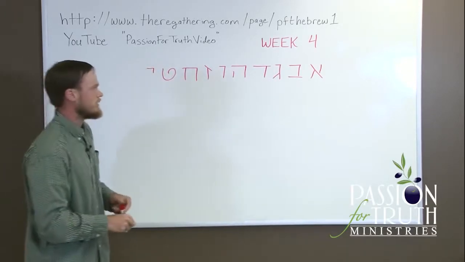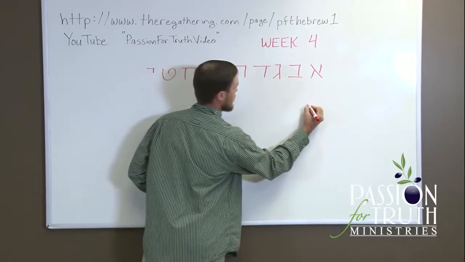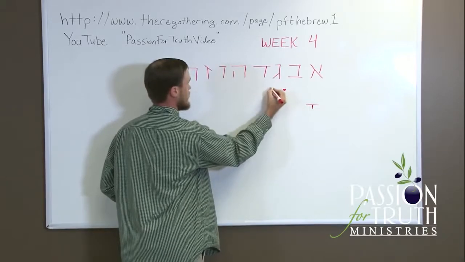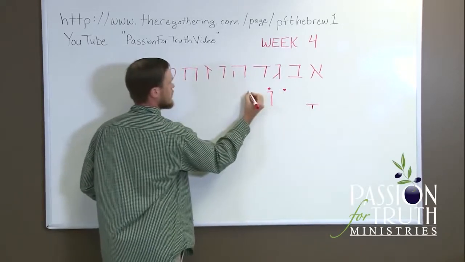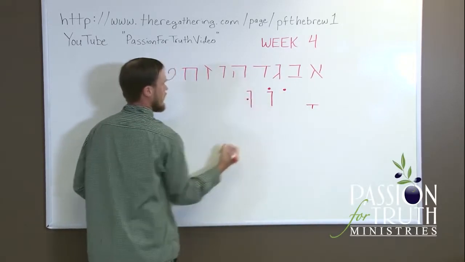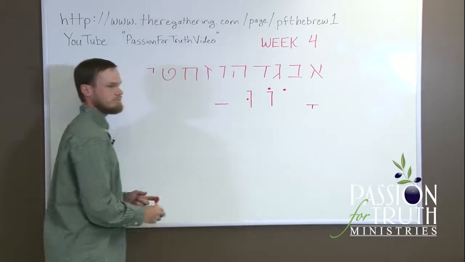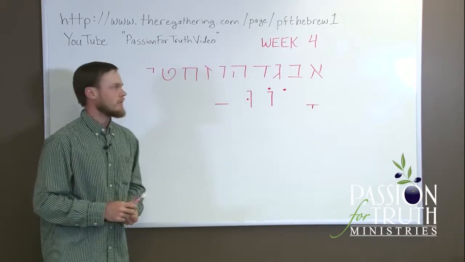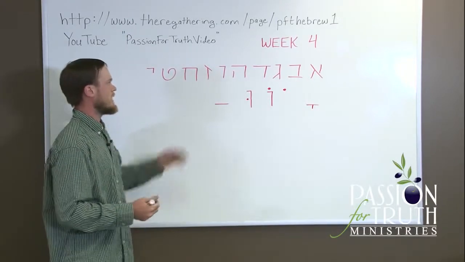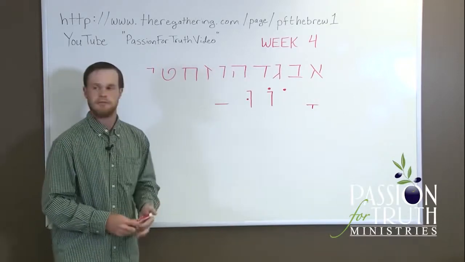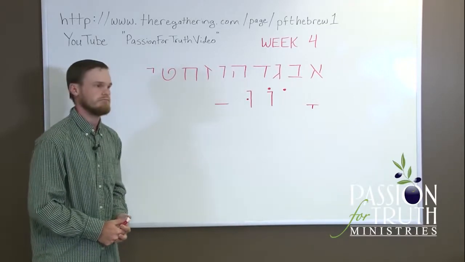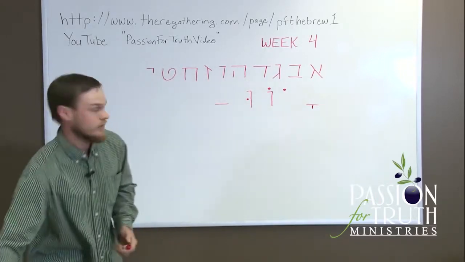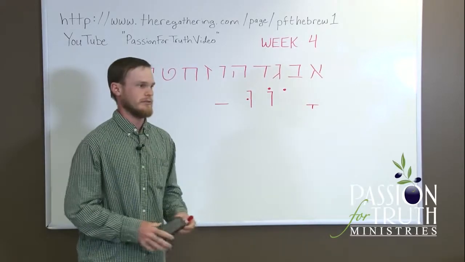And we've also covered several vowel sounds: the komets, the cholam, which can also be written with a vav, the shuruk, and the patach. Is there anything, any questions anybody had about any of these letters or vowel sounds? Okay, that's a good sign that probably people online understand it too then.